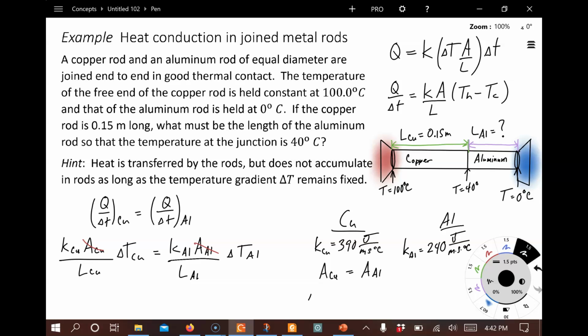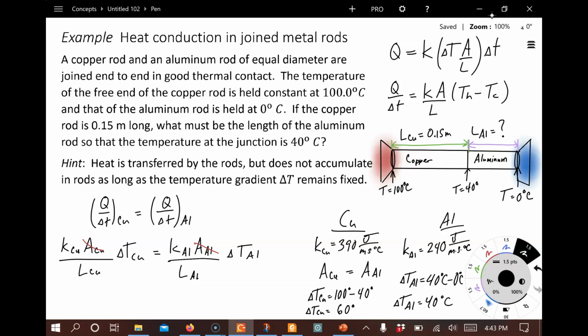Let's see what the temperature changes are for these. So for copper, delta T copper, remember that's T hot minus T cold. The hot side of copper is 100 degrees Celsius. The cold side of copper is 40 degrees where it touches the aluminum. So this delta T for the copper is going to be equal to 60 degrees. For the aluminum, we've got 40 degrees Celsius minus 0 degrees Celsius, or in other words, delta T aluminum is just equal to 40 degrees Celsius. T hot minus T cold for the aluminum.